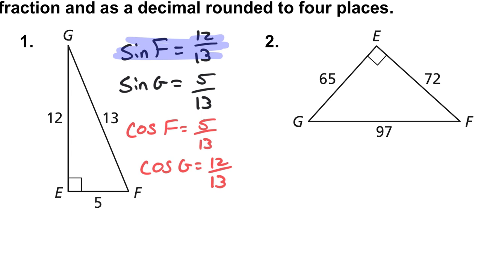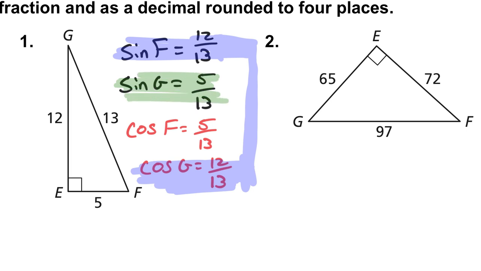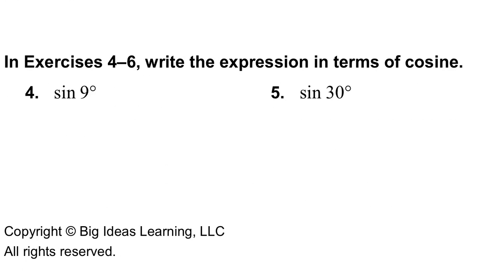What I want you to pay attention to is that the sine of angle F is also the same as the cosine of angle G, because F and G are going to be the complementary angles, like we just talked about. What I also see here is the sine of G and the cosine of F are also identical. But normally you just have to simplify those fractions and write them into 4 decimal places. I'm not going to do the other 2 because it's just like the trig functions.